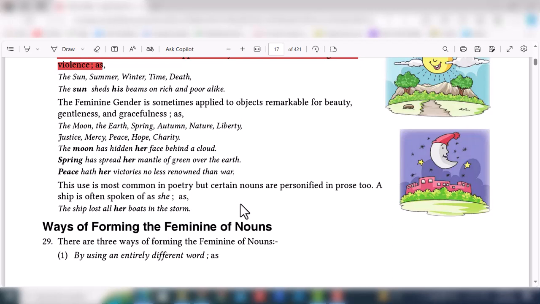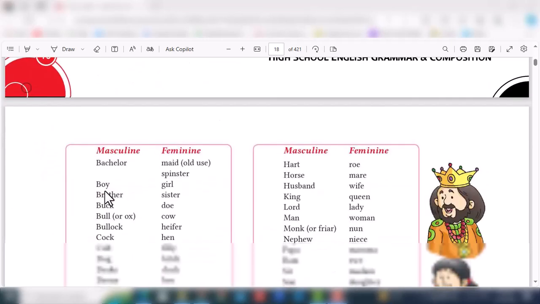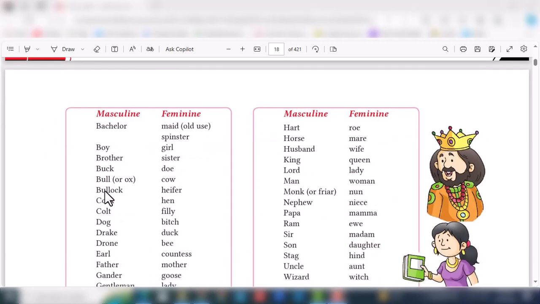Then ways of forming means how to form the nouns. So, how to form feminines from nouns? There is a major concept in English grammar: how to form nouns from verbs, from nouns, and from other things. So there is a very good conceptual thing: using entirely different words, as we can see here, the masculine and feminine have two different roles. We have to identify all these things.